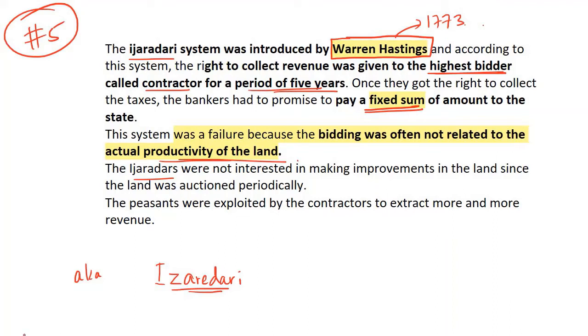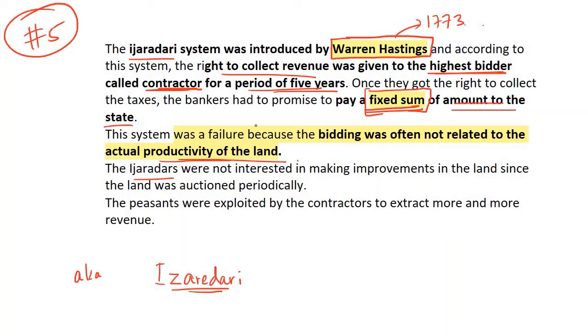अब इस सिस्टम के हिसाब से क्या होता था कि there used to be bidding. तो जो सबसे ज्यादा बिड करता था उसको मिल जाता था राइट टू कलेक्ट द रेवेन्यू. The right to collect revenue was given to the highest bidder, जिसको बुलाया जाता था कॉन्ट्रैक्टर, and this was given for a period of 5 years, right? And then they had to pay a fixed amount to the state, remember that.